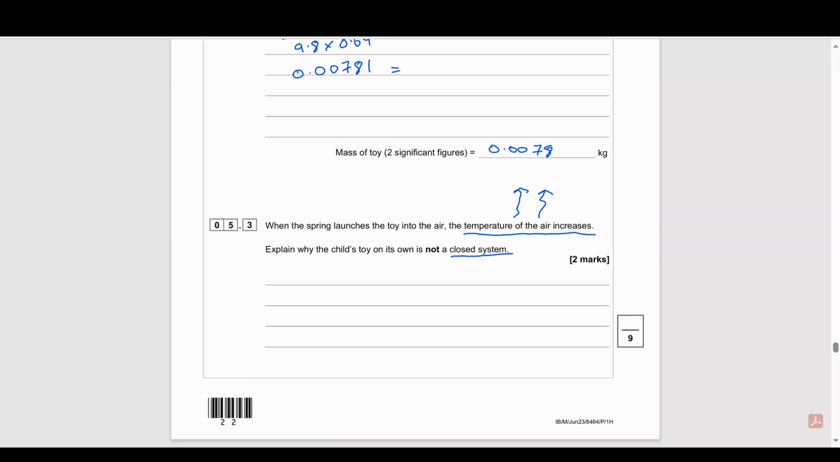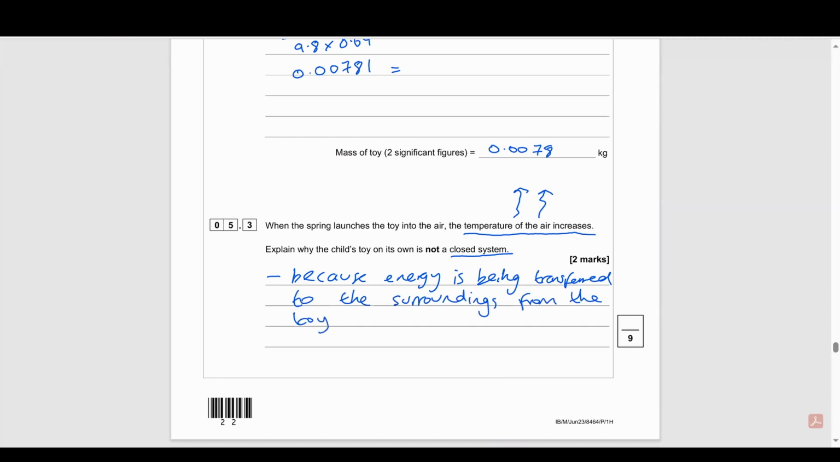So there's our explanation. Our explanation to why it's not a closed system is because energy is being transferred to the surroundings. We wouldn't expect that in a closed system, so we'd expect the total energy that is in that system to remain the same.